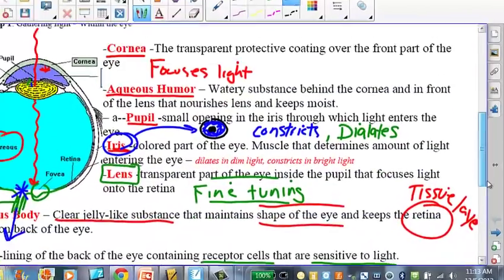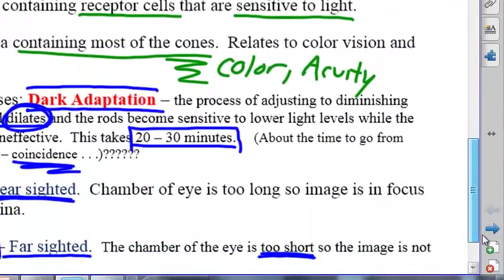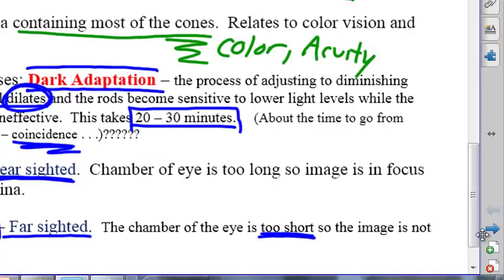We're going to talk about transduction a little bit more and a little bit more about the retina in our next video clip. So feel free to rewind and also read ahead, and in our next video we'll talk about the retina. Thank you.